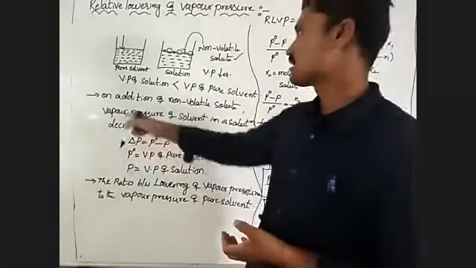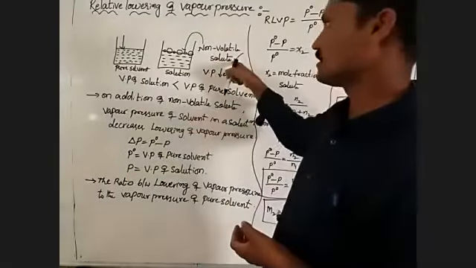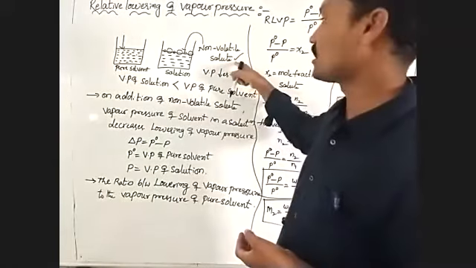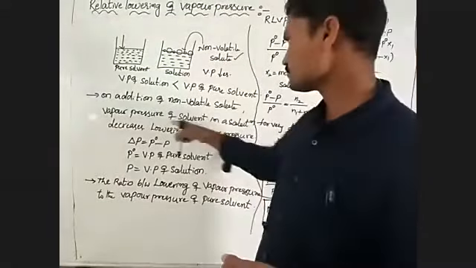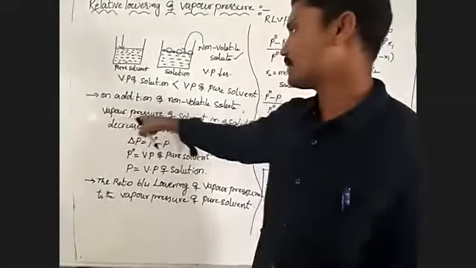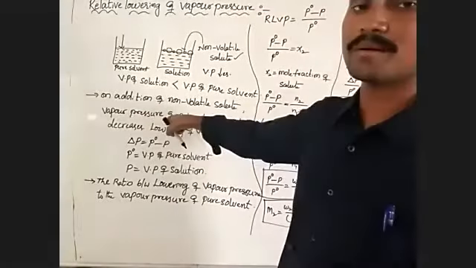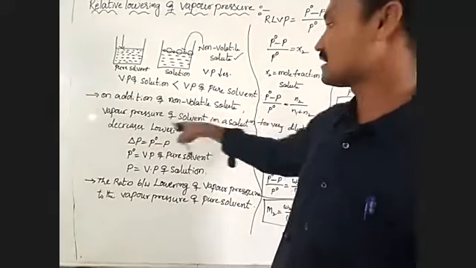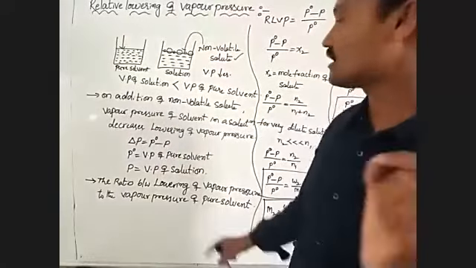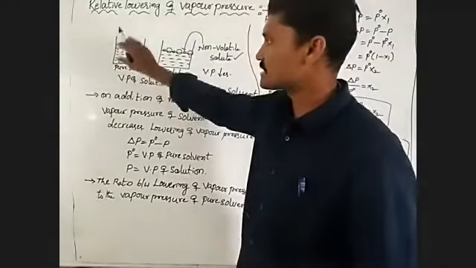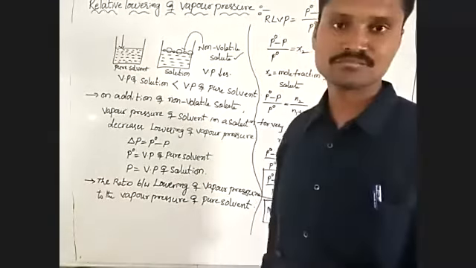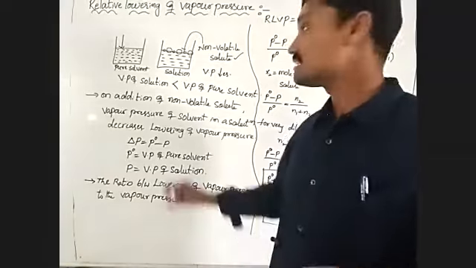That means on addition of a non-volatile solute in a pure solvent, the vapor pressure of the solvent in the solution decreases. That is called lowering of vapor pressure. Before adding solute, this is only pure solvent. After adding solute, this is a solution.